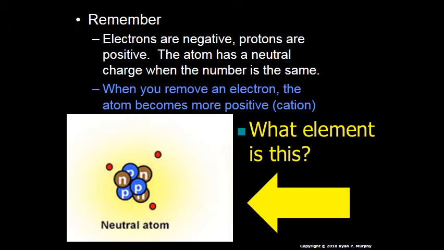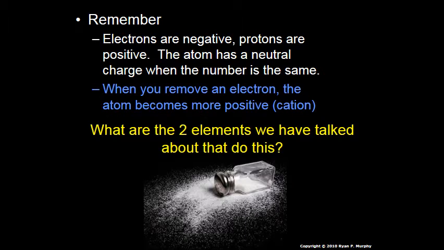What is this element, by the way? How can you figure it out? Count the protons, right? It's got 1, 2, 3 protons. What element is that on the periodic table? Let me see. The first one is hydrogen, second one's helium, and the third one down on the first one on the second row is lithium, right? Okay, so when you remove an electron, the atom becomes more positive, or a cation.